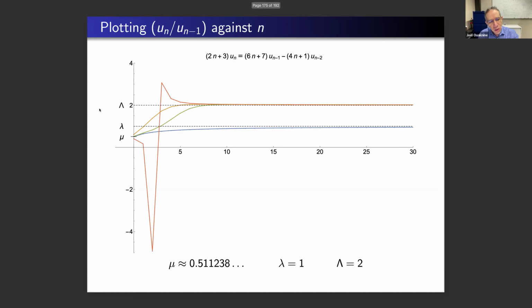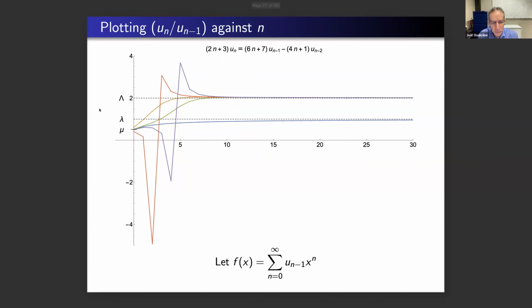big lambda. And if I start below, what happens is interesting. I will dip to negative, and then I will overshoot to positive and converge to big lambda. Remember, the ratio of consecutive terms has to converge either to big lambda or to small lambda by the Perron-Poincaré theorem. And if I start a little bit below mu, but very close, but still not equal to mu, then it will look like this. This is a general phenomenon.